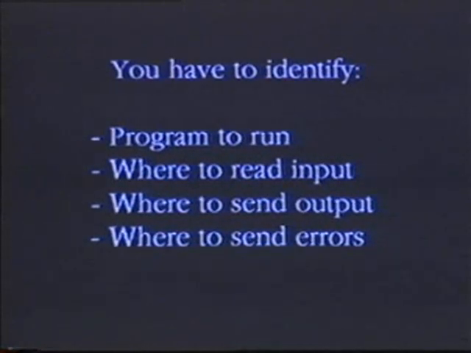Recall that a Unix process consists of six parts. Your command line has to specify four of those parts. You have to identify the program to run, the place where the process is to read input, where it's to send output, and where error messages are supposed to go.